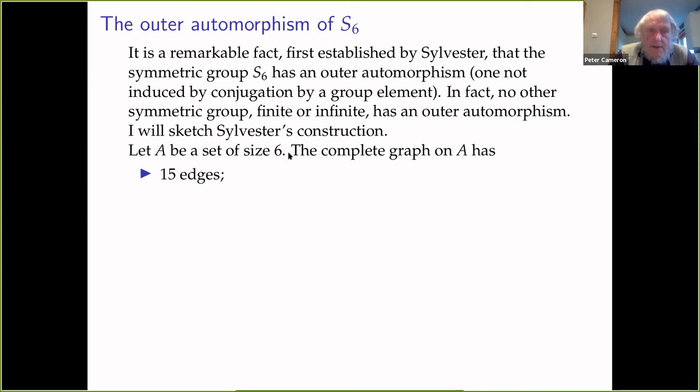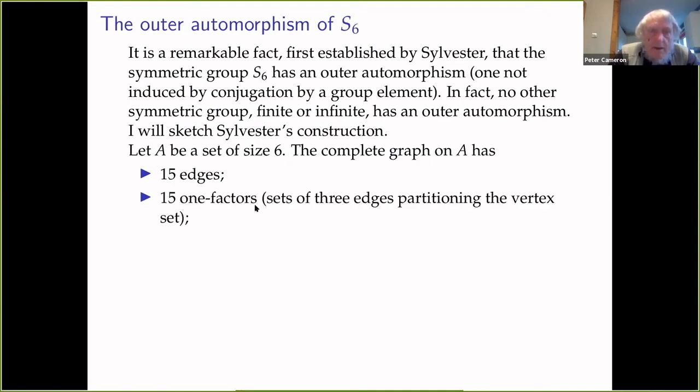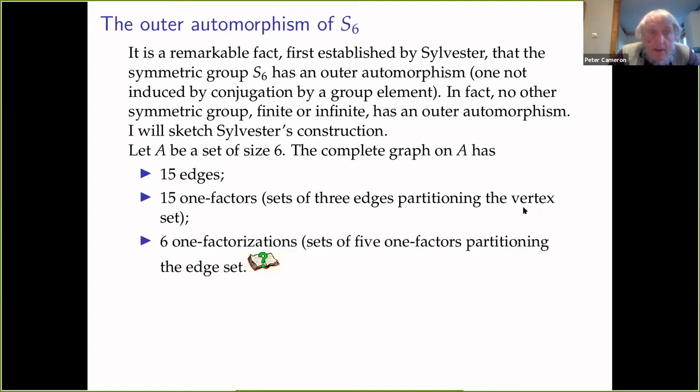Take a set A of size 6 and look at the complete graph on A that has 6 choose 2, or 15, edges. It has 15 one-factors. A one-factor is a complete perfect matching, a set of 3 edges, pairwise disjoint and partitioning the vertex set. And it has just 6 one-factorizations. These are sets of 5 one-factors. See, a one-factor has 3 edges. So in principle, we could partition all 15 edges into 5 one-factors. Well, there's a unique way of doing that up to isomorphism, but that gives us exactly 6 different one-factorizations.